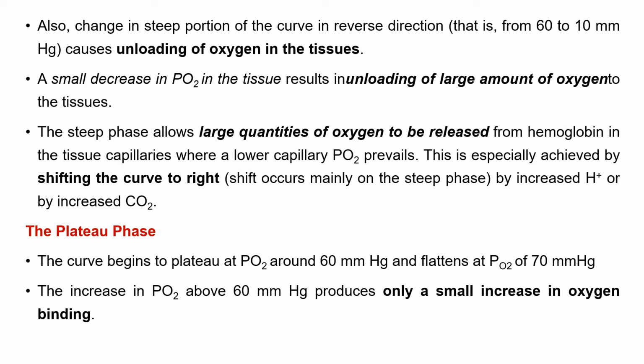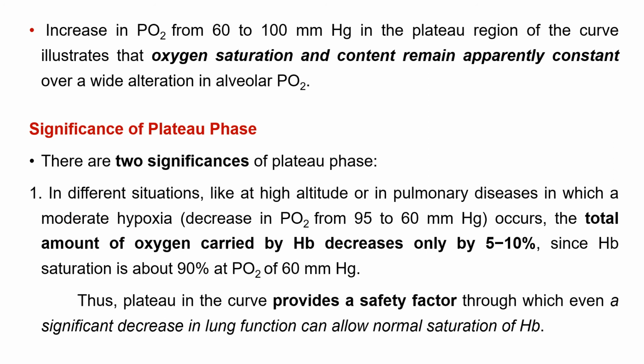Because you have seen up to PO2 of 60, 90% of hemoglobin is saturated. So after 60 mmHg of PO2, only 10% of hemoglobin is remaining for saturation. So there is a plateau from this stage. Increase in PO2 from 60 mmHg onward in the plateau region of the curve illustrates that oxygen saturation and content remain apparently constant over a wide alteration in alveolar PO2.